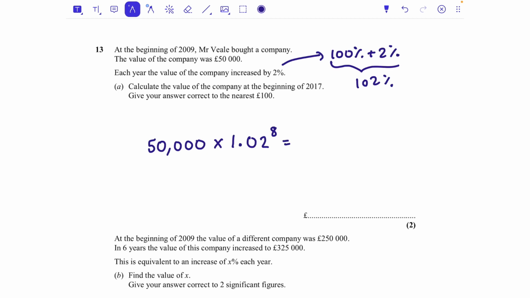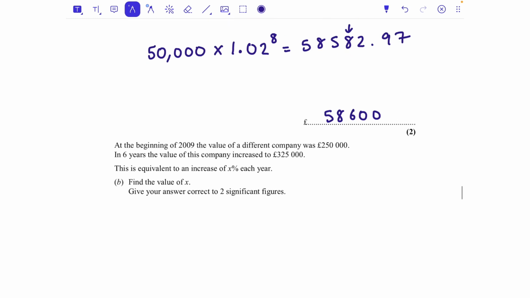And then we just pop that in our calculator. So I've got 50,000 times 1.02 to the power of 8. And that is 58,582.97. But it says round it to the nearest 100. And that's going to be 58,600. Because I'm looking at the tens, and that is rounding up.